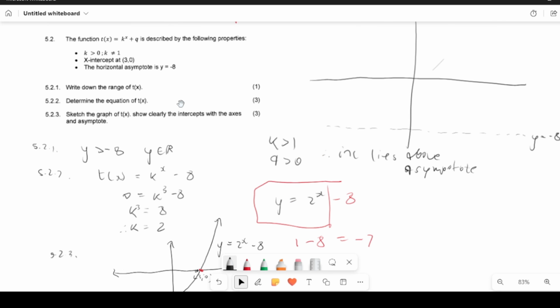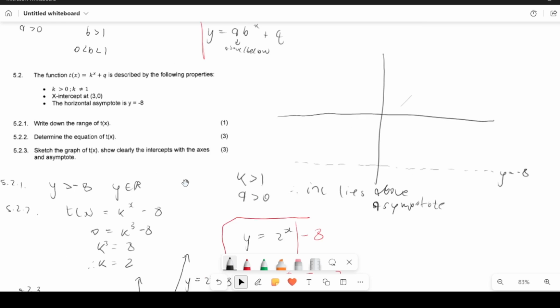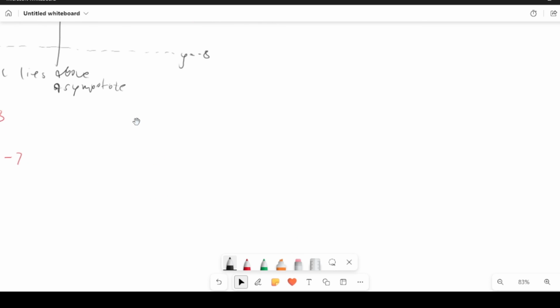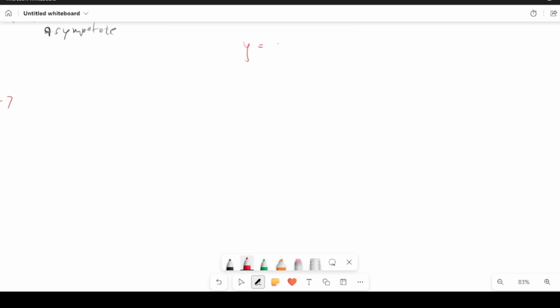Okay, yes. Using the values of a and b, how do we know whether a function is increasing or decreasing? So let's explain that. Remember, we have the standard form y is equal to ab to the x plus q. Remember that b has to be greater than 0 and b cannot equal 1. We have two possibilities. a can be greater than 0 or a can be less than 0.